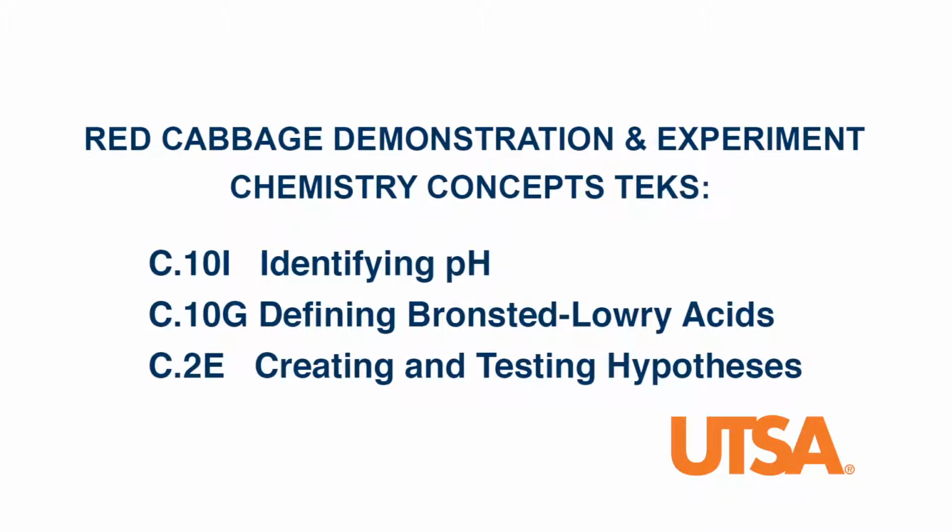Hi, my name is Krista Sylvan, and I'm currently studying chemistry at the University of Texas at San Antonio. Today, I'll be demonstrating the use of an indicator in identifying acids and bases through the red cabbage demonstration and experiment. We will observe the following concepts related to the chemistry TEKS: C10I on identifying pH, C10G on defining Bronsted-Lowry acids, and C2E on creating and testing hypotheses in the lab.